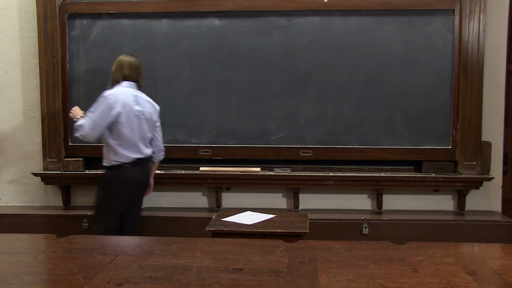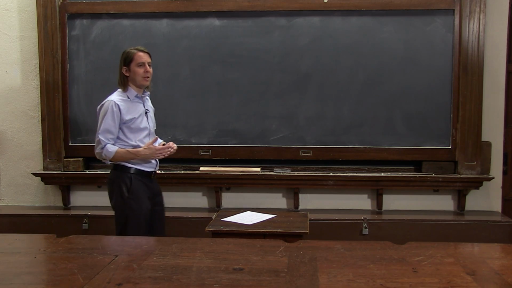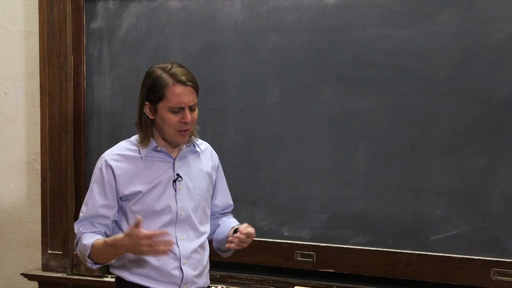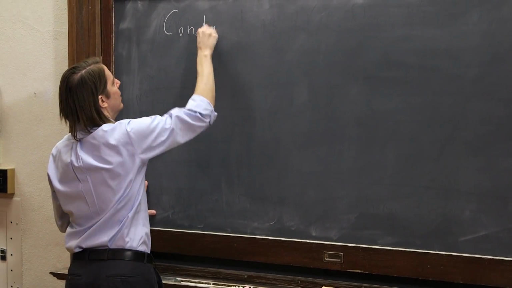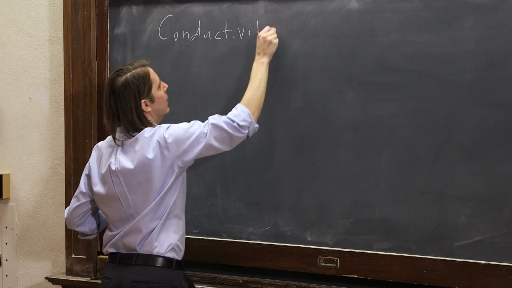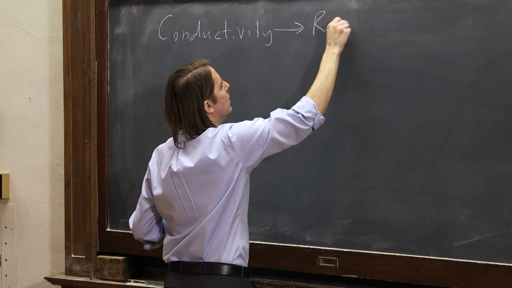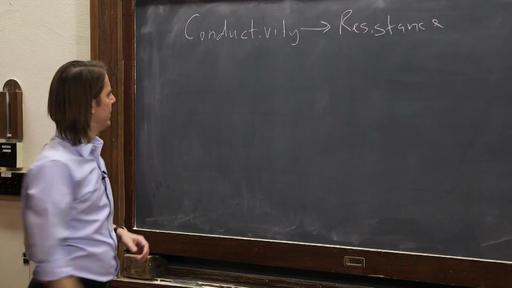tricked you. In circuits, we usually don't think about the conductivity, we think about the resistance. That's what you're used to thinking about, the whole V equals IR. So let's see if we can get from the conductivity to the resistance. Let's draw it out here.